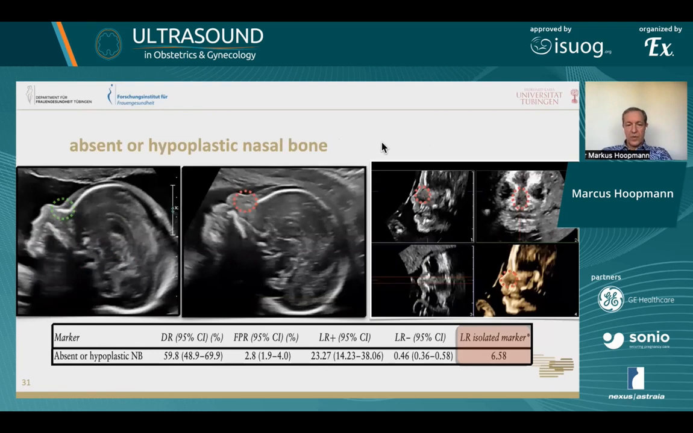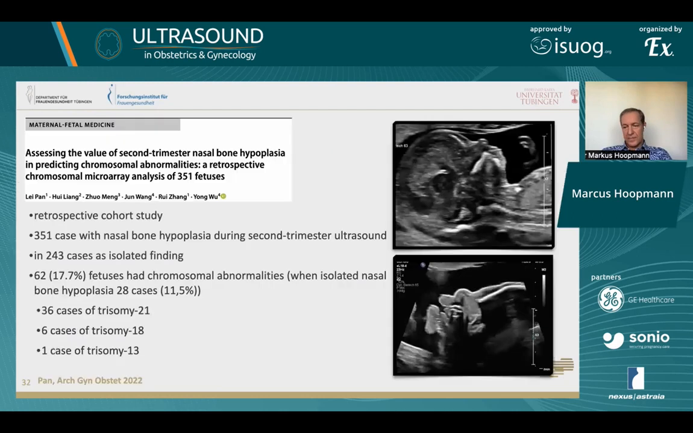And then one of the most important soft markers is the absent or hypoplastic nasal bone. And here you see that the risk really increases highly, by about a factor of 6 to 7, and that the detection rate is now about 60%. To evaluate the nasal bone, make sure that your probe is parallel to the nasal bone, and normally you should have a good look at this bright bone. And here you see that it's missing.